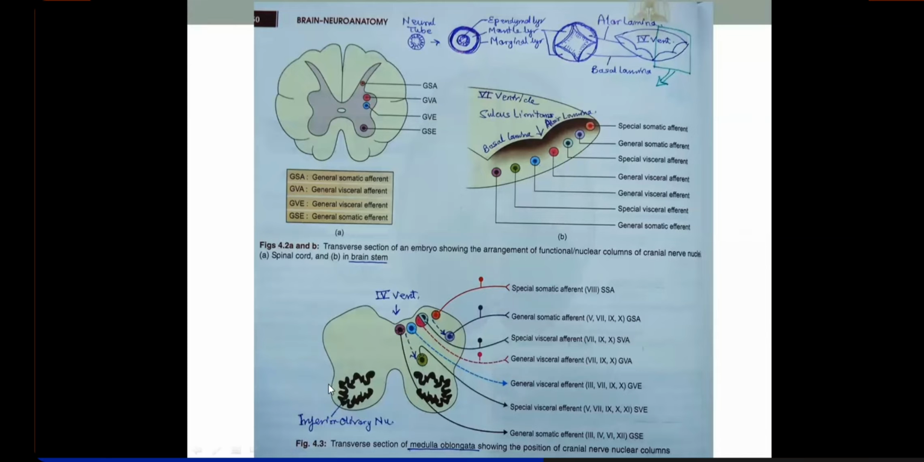So imagine this is a cut section of a brain stem which will include these functional columns. All these functional columns are extending longitudinally in the entire length of the brain stem. So this general somatic efferent will extend rostrally up to the midbrain and will descend caudally down into the medulla, right? This functional column will include cranial nerves which are pure motor nerves, and these include the 3rd, 4th, 6th, and 12th cranial nerves. Remember this.